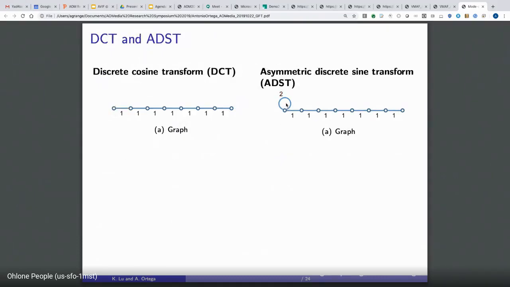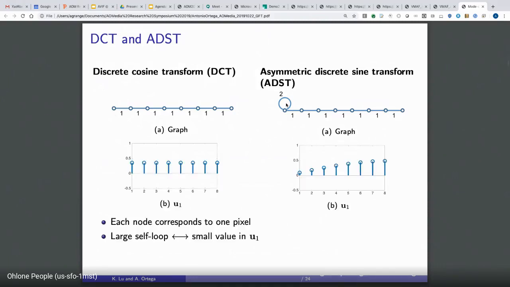Now, if we go back to the two examples, the DCT and ADST, that single self-loop at one end makes the first basis function go from a constant, as you're familiar with in the DCT case, to this function that has a smaller value on the left. And if you're familiar with how ADST is used, that corresponds to the case that the first pixels on the left of the block are well predicted, and therefore they're more likely to be close to 0, right? So this simple thing can be interpreted probabilistically as well.